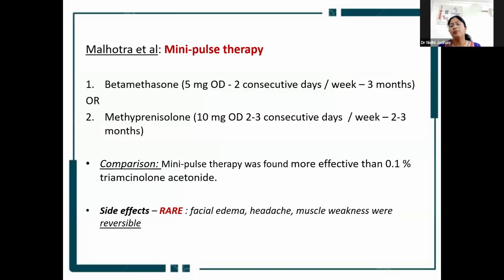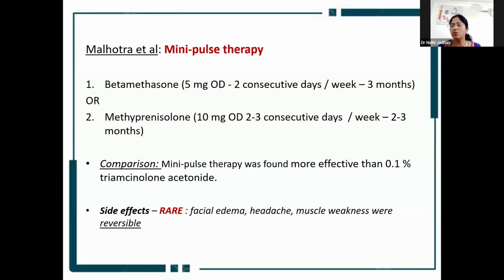That too, OD dose is given for the coming 2 to 3 months, and we have to gradually taper down this dose. Suppose you are giving it on 3 consecutive days per week; the next week, if there is good recovery, it should be followed up and decreased further to 2 times. Similarly, methylprednisolone 10 mg also works very well.